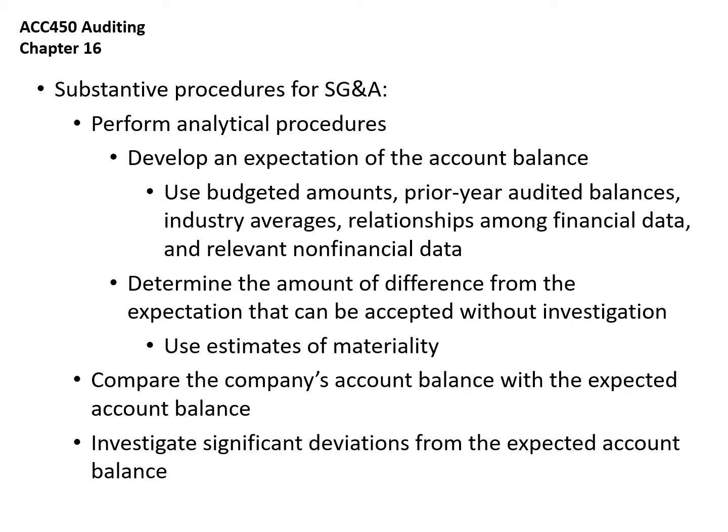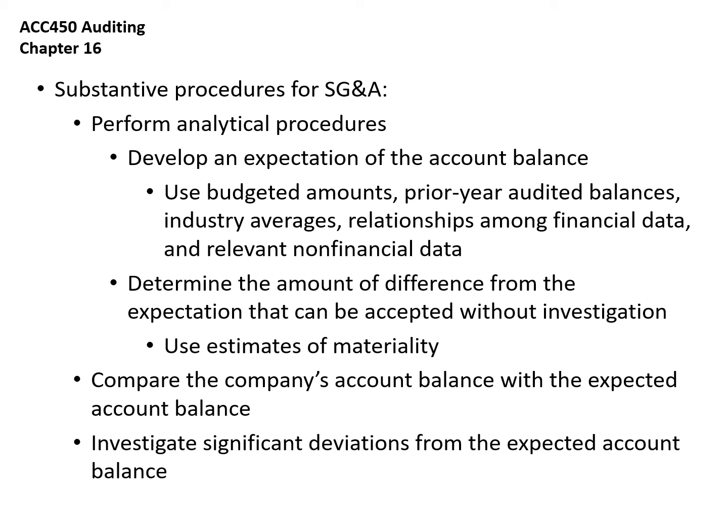So now, kind of the meat and potatoes of this area, substantive procedures for SG&A, which is selling, general, and administrative expenses. So overhead is another term for that. So here's a pattern that we've looked at before in other categories for an analytical procedure. So the first step is for the auditor to develop an expectation of what an account balance should be. What should insurance expense be? What should advertising expense be?